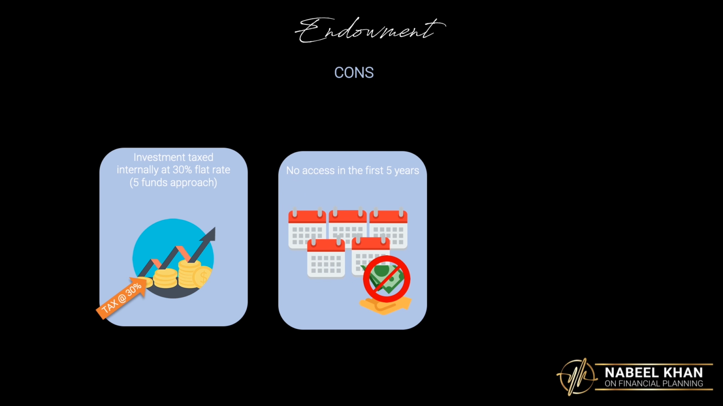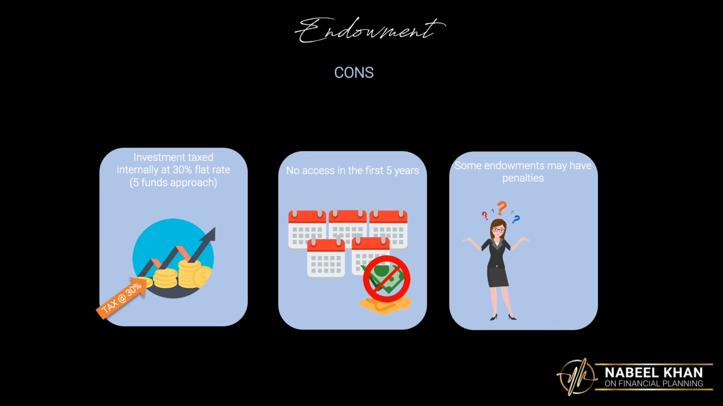Well, this is only a con if you didn't plan correctly and you needed that money in an emergency. Some endowments may have penalties. Again, if you planned for the time frame correctly, you wouldn't have had a penalty on your money. This is a deeper discussion, but for now, take comfort that the newer ones may not have those penalties.